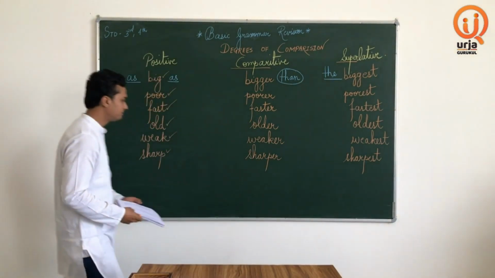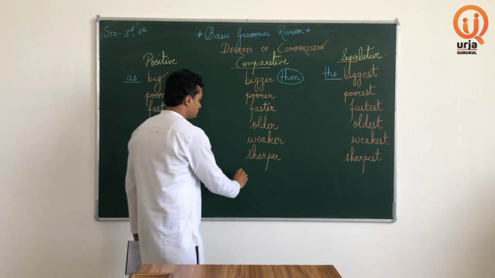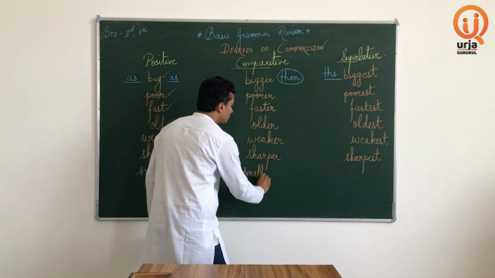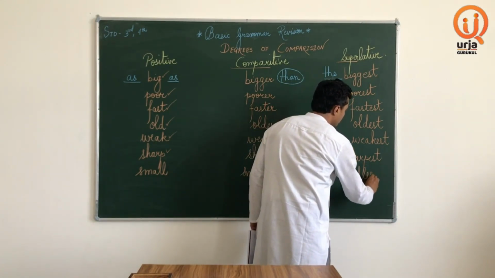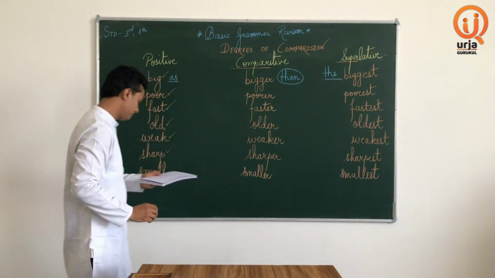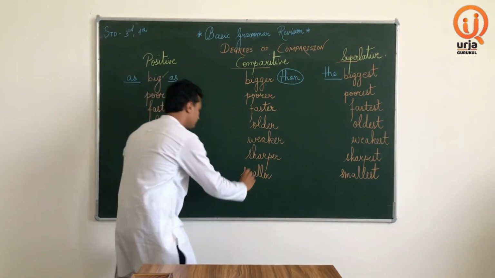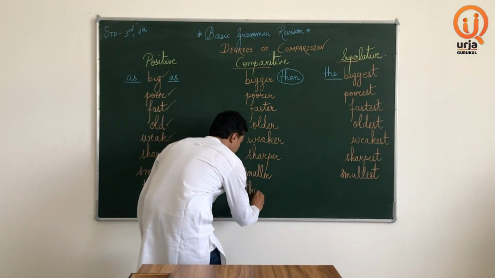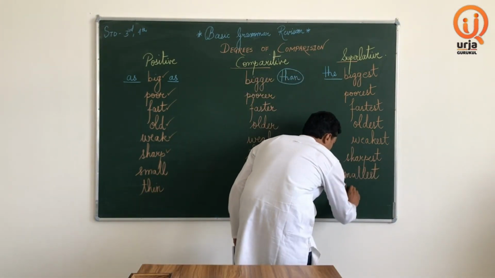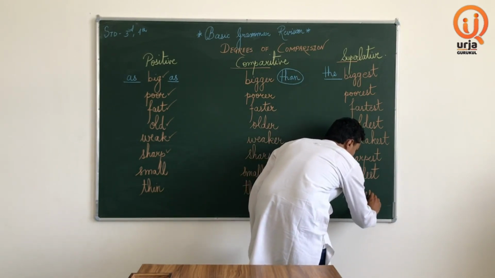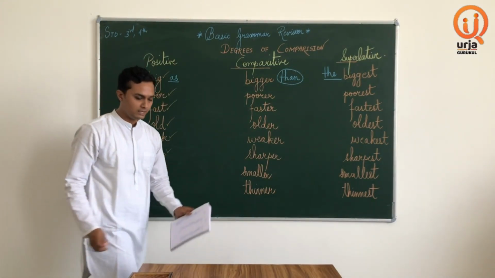So next up we have small, smaller, smallest. Right. Thin, thinner, and we have thinnest. Alright, I hope you are getting this.